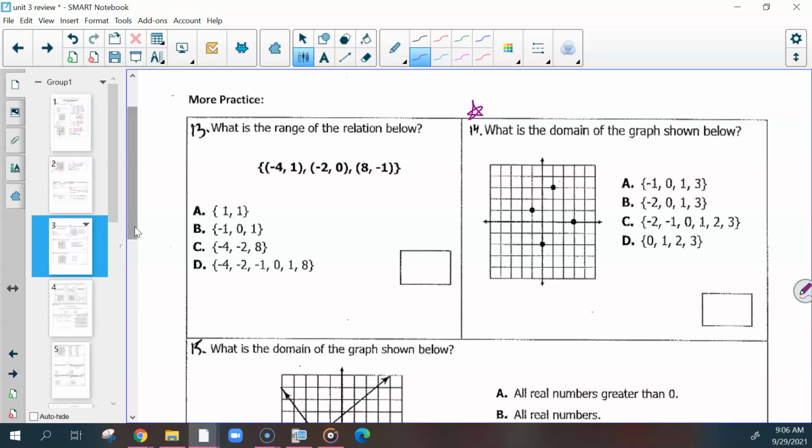Go to the next page. Oh, I mean, that looks good. For number 14.